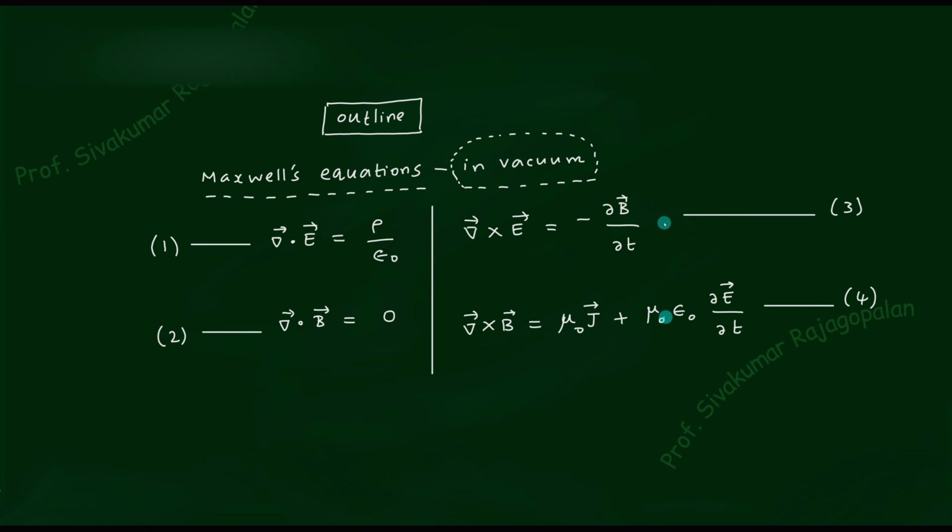So therefore what happens is the right hand side will be 0. Therefore equation number 3 is also a homogeneous differential equation. That's clear. Now come to equation number 4.